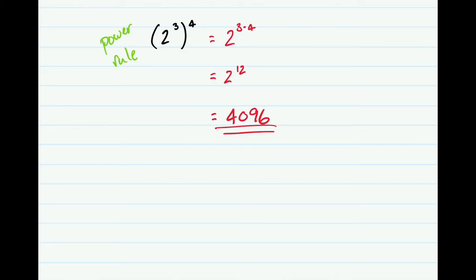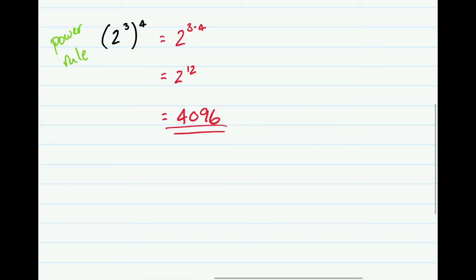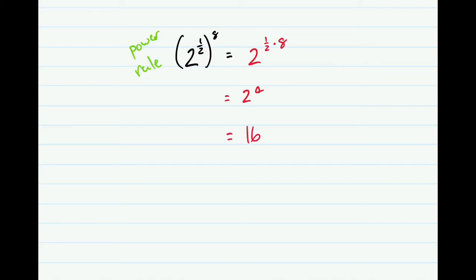So let's take a look at an example that involves this rule, but also the fractional exponent rule that we used in our previous video. What if we have 2 raised to the power of 1/2, and all of this is raised to the power of 8? Well, it's still the power rule, so we just take our base, and then we have 1/2 times 8. Well, we know 1/2 times 8 is equal to 4, and 2 raised to the power of 4 is equal to 16.